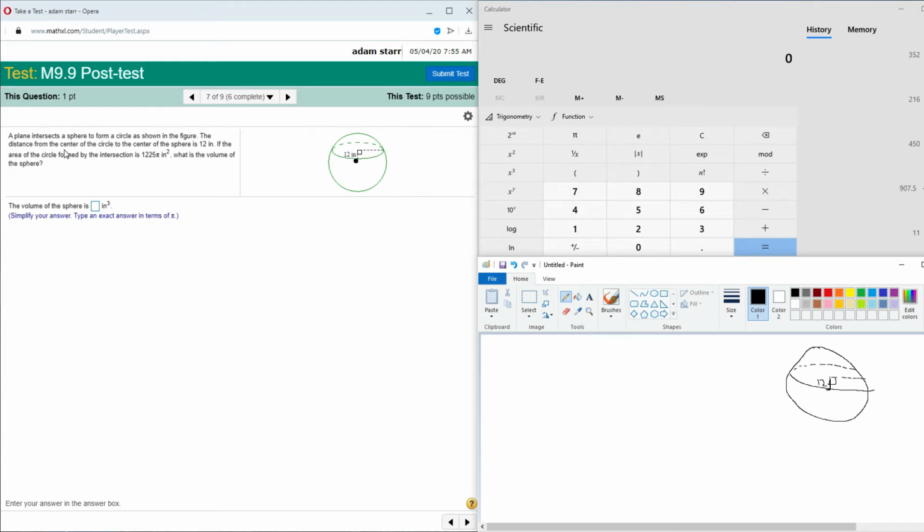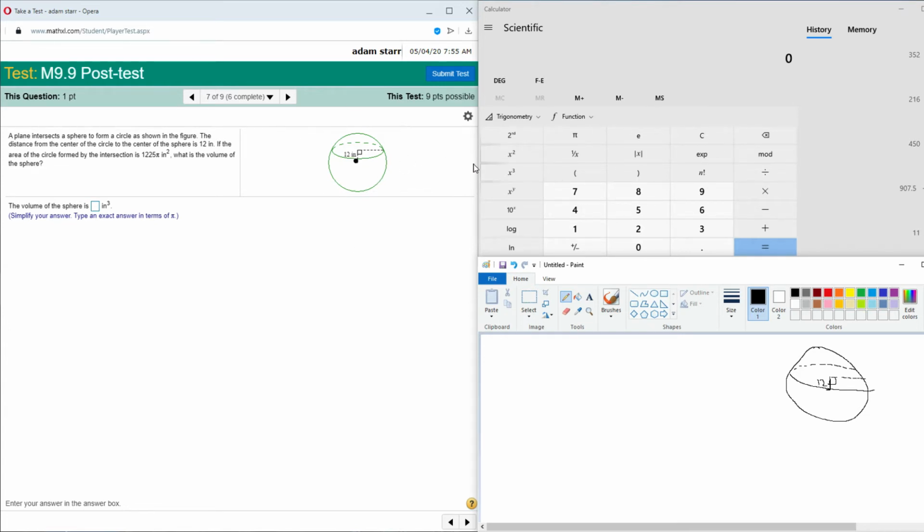The distance from the center of the circle to the center of the sphere is 12 inches. If the area of the circle formed by the intersection is 1225 pi inches squared, so the area of the circle, it gives us, what is the volume of the full sphere?